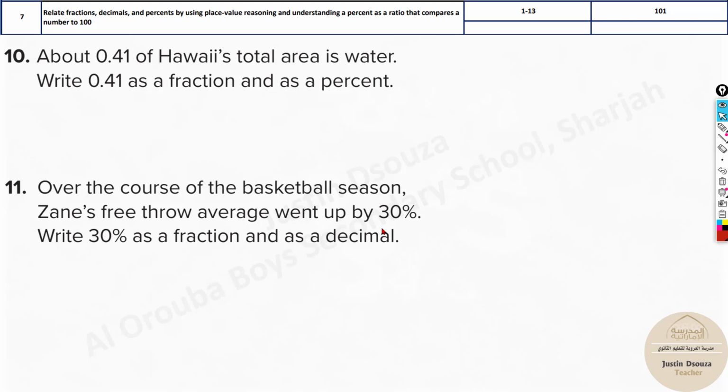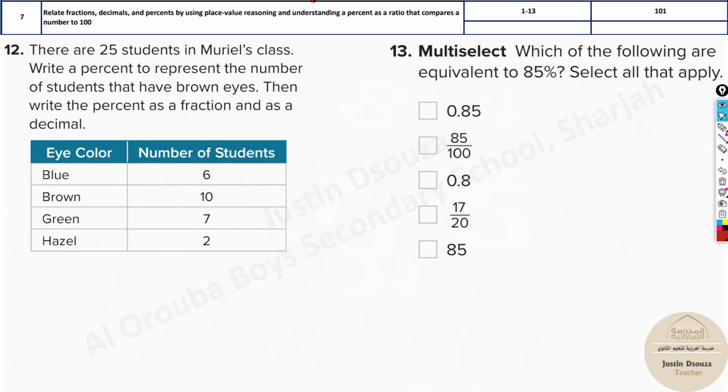Now we have a real world problem. 0.41 of Hawaii's total area is water. Write 0.41 as a fraction, as a percent. It's 41% directly. Okay, 41 divided by 100. Here also 30% is 0.3 fraction. Very easy. Now we have last two problems here.